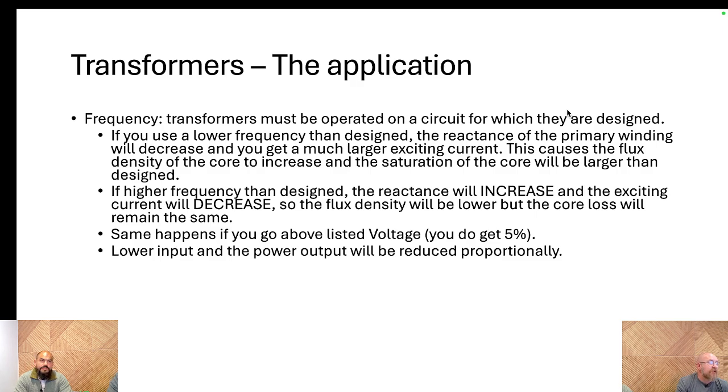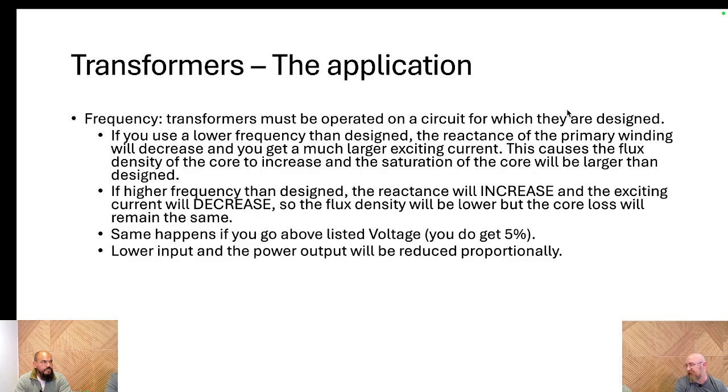If a higher frequency is used, the reactance will increase, which means we kind of get a negative resistance associated with that. And so current will decrease, and we won't get the same efficiency out of it. It won't be as efficient for sure. So that's something to keep in mind. And the same will happen if you go above the listed voltage.